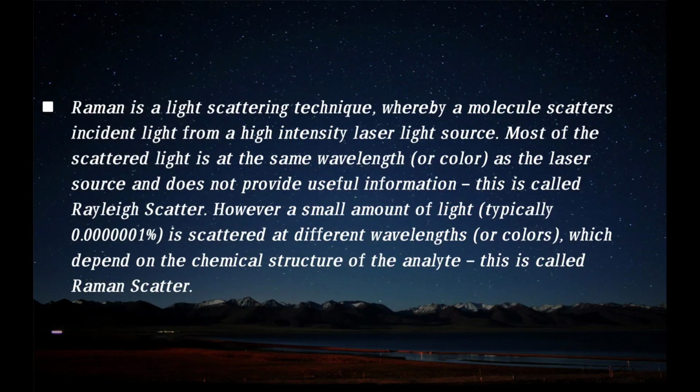Raman is a light scattering technique where a molecule scatters incident light from a high intensity laser light source. Most of the scattered light is at the same wavelength as the laser source and does not provide useful information. This is called Rayleigh scattering. However, a small amount of light, typically 0.000001%, is scattered at different wavelengths or colors, which depends on the chemical structure of the analyte. This is called Raman scatter.